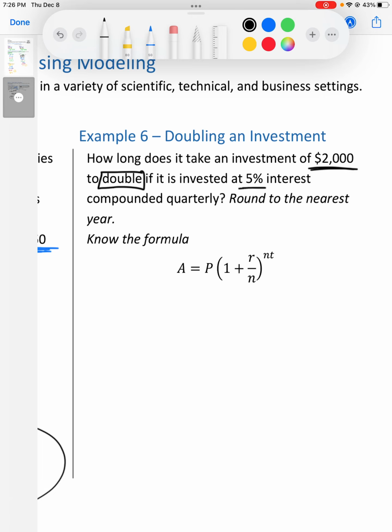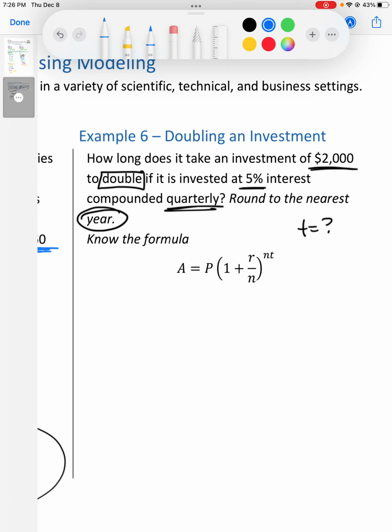How long does it take an investment of $2,000 to double if it is invested at 5% interest compounded quarterly? Round to the nearest year. So we're working in years, and it's asking how long does it take? So we're trying to find t. We don't know what the time is. That's what we're trying to find.